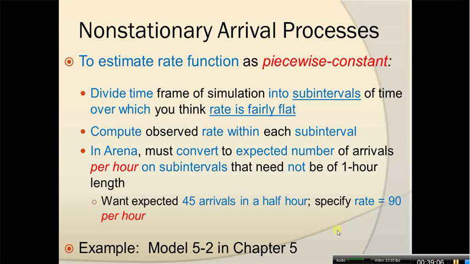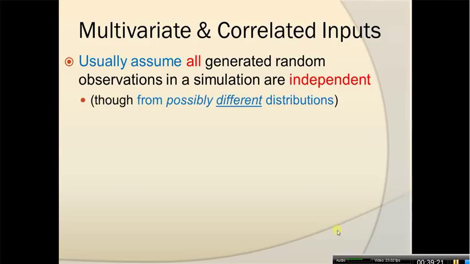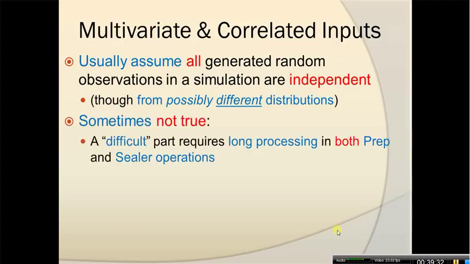There's more in terms of the example in model 5.2, and we'll discuss it later when we discuss chapter 5. Another important issue is multivariate and correlated inputs. We usually assume that all generated random observations in simulations are independent. Also, they might come from possibly different distributions, but that might not always be the case for all models. So you need to be careful about understanding whether your inputs are correlated so that you can construct a valid model.